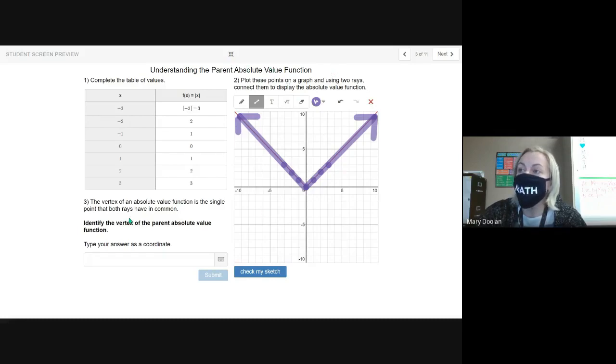And then our third question on this slide: the vertex of an absolute value function is the single point that both rays have in common. So we can describe the graph of an absolute value function as a set of two rays coming from the same starting point. In this case, it's (0,0), the origin.